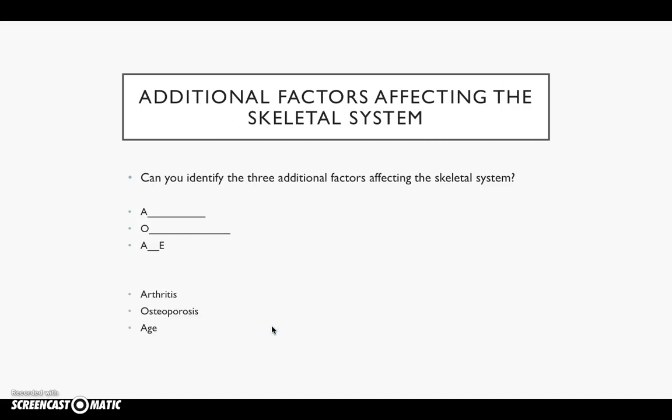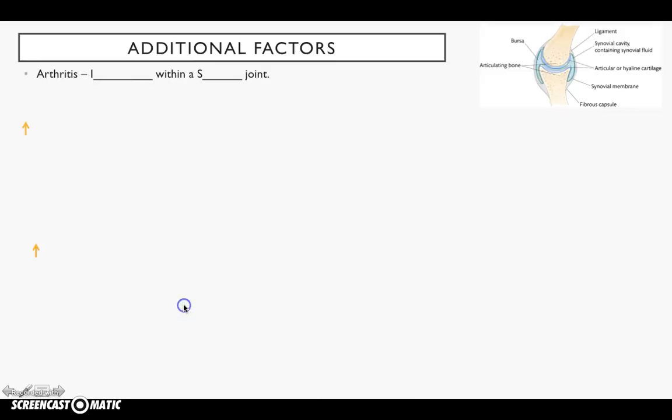So arthritis, osteoporosis and age, they are the factors that affect the skeletal system. Right now we're just going to be looking at arthritis and osteoporosis. So what is arthritis? If you could have a go at filling in those blanks for me, that would be much appreciated. Okay, so arthritis is the inflammation within a synovial joint. That is what arthritis is.